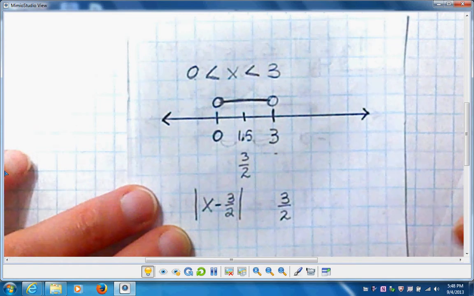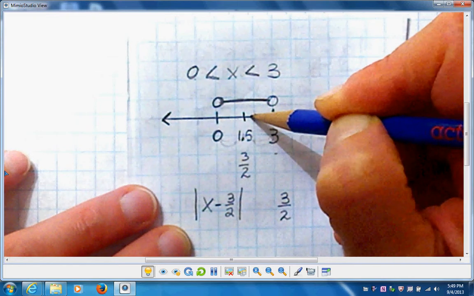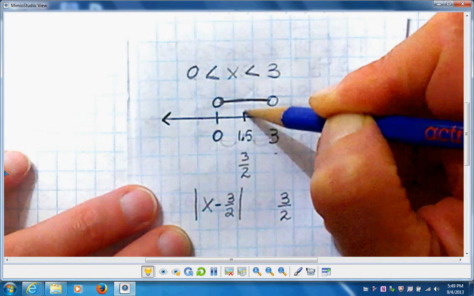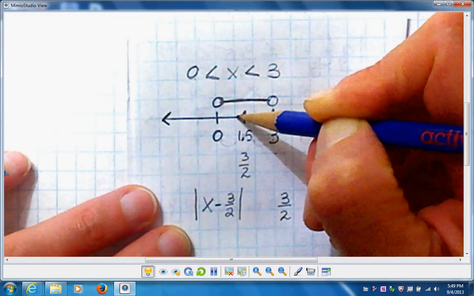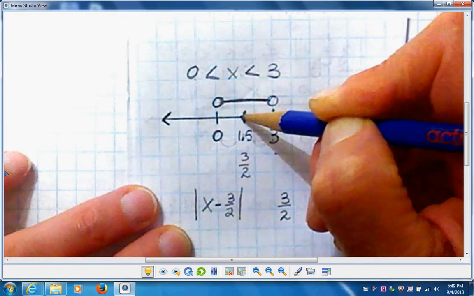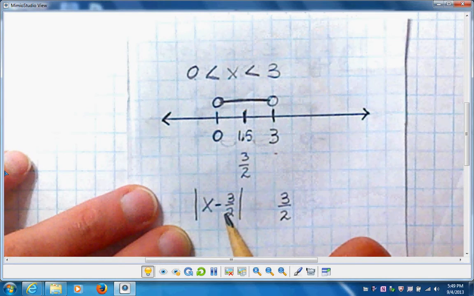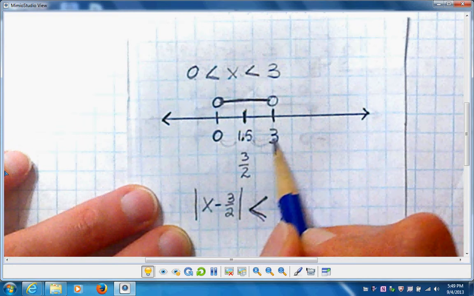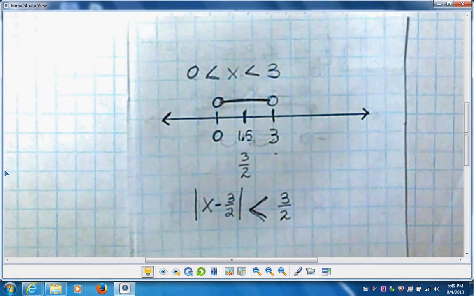Now, if I'm going this way, is my distance getting smaller? It's getting closer. It's getting smaller to my middle point. As I'm going this way, my distance is getting smaller to my center point. That means that my absolute value wants to be less than this given distance. So that's the end of solving that particular type of problem. Let's do one more.